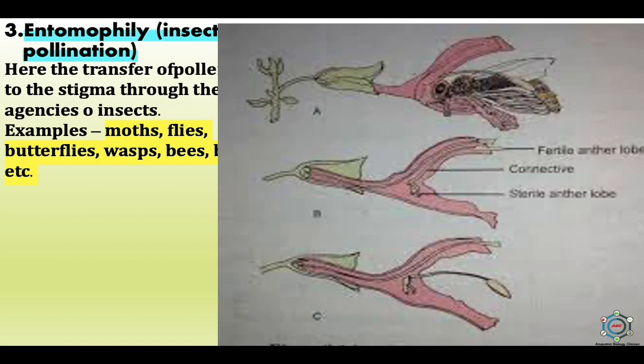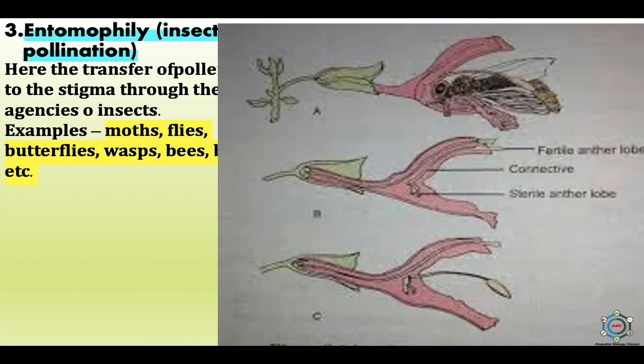Now here each stamen has a short filament and an elongated curved connective. The anther has two parts. One half is sterile and the other half is fertile. Both parts of the anther are separated apart due to elongation of the connective. The elongated connective has two unequal arms. The upper arm is long and curved, and it bears the fertile lobe of the anther. The lower arm of the connective is short and bears the sterile lobe of the anther.